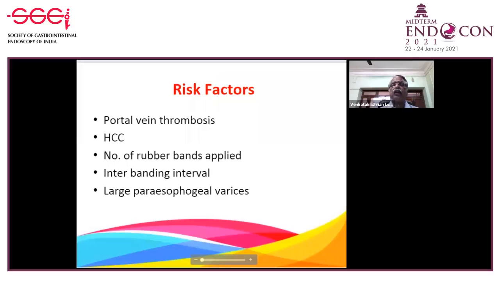So the risk factors could be Child C, a higher MELD, portal vein thrombosis, HCC, emergency ligation, increased number of bands, an interbanding interval less than 3 weeks, and presence of large paraesophageal varices. These are the common risk factors which have been documented in some of these case control and retrospective studies. There is no evidence, except in one study, to show that the coagulation status has some impact on post-EVL ulcer bleed.